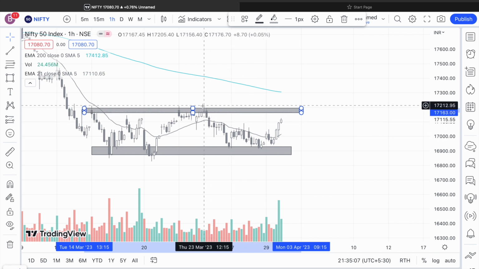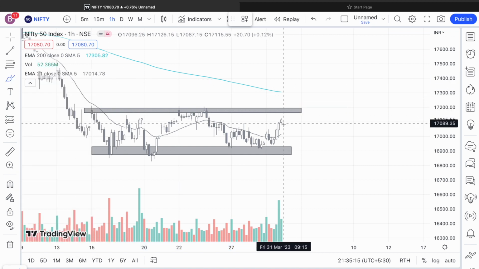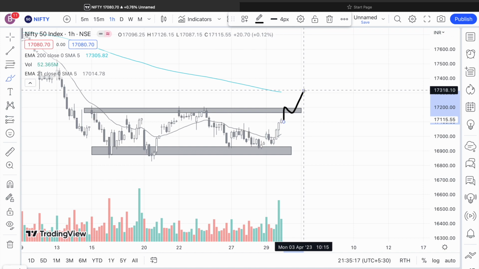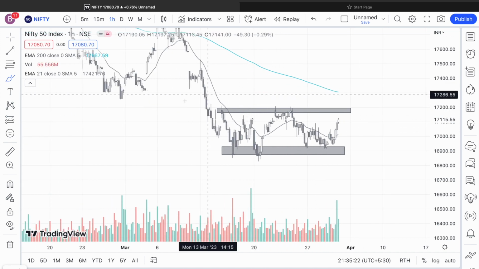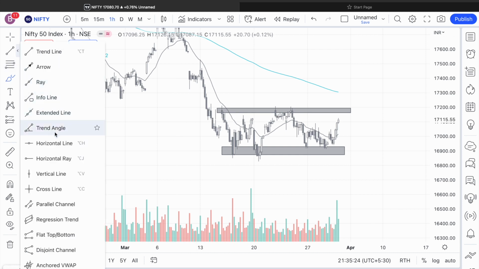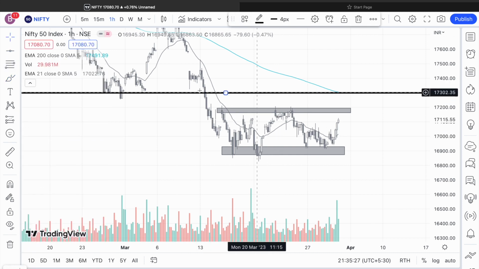So yes, this range high turns out to be around the mark of 17,200, and that is still not broken. Once the price breaks this 17,200 mark with a retest preferably, we can observe a rally till around the mark of 17,300, right? So this area.